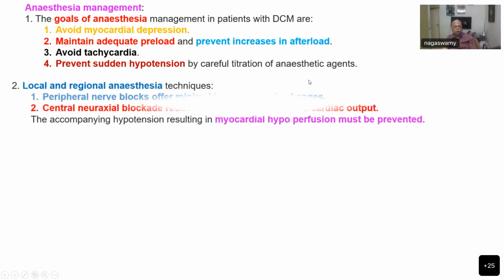Now coming to the choice of local and regional anesthesia technique, peripheral nerve blocks offer minimal hemodynamic changes. Central neuraxial blockade reduces afterload and improves cardiac output, but the accompanying hypotension may cause myocardial hypoperfusion, which must be prevented. So central neuraxial blockade is not an absolute contraindication. If you can use it judiciously, definitely it is more welcome because it will improve the cardiac output.